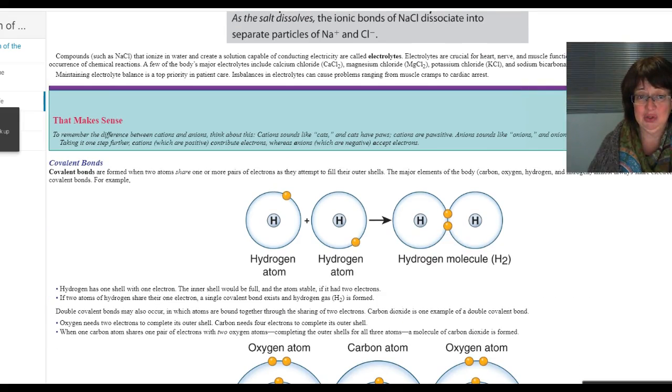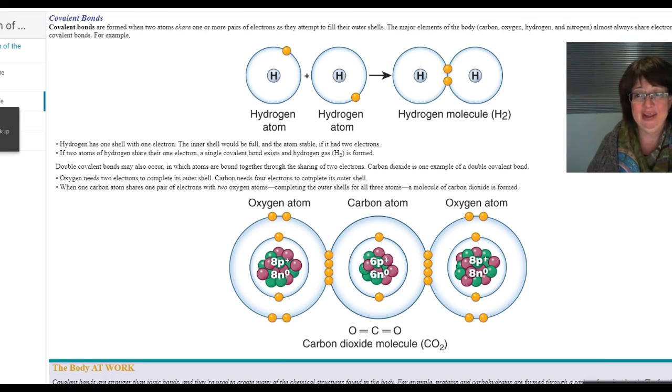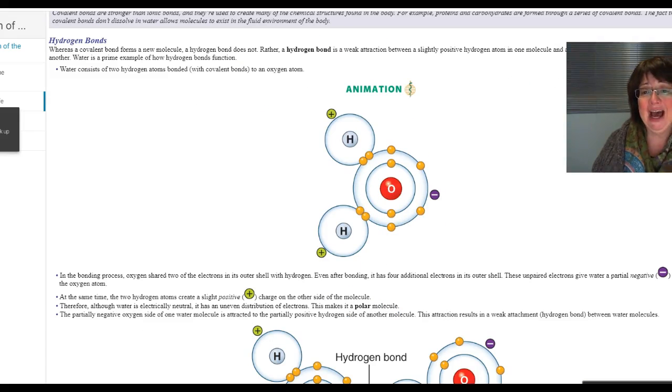There is a loss or gain. Now, in a covalent bond, there is sharing. And because there is sharing, it holds on much tighter, because they're both sharing the same electrons. You can have a single covalent bond where they share one, or an oxygen shares two pair with carbon dioxide, and that's when you get a double covalent bond. Double covalent bonds are a little more unstable than single covalent bonds because you have all this negativity in one area.